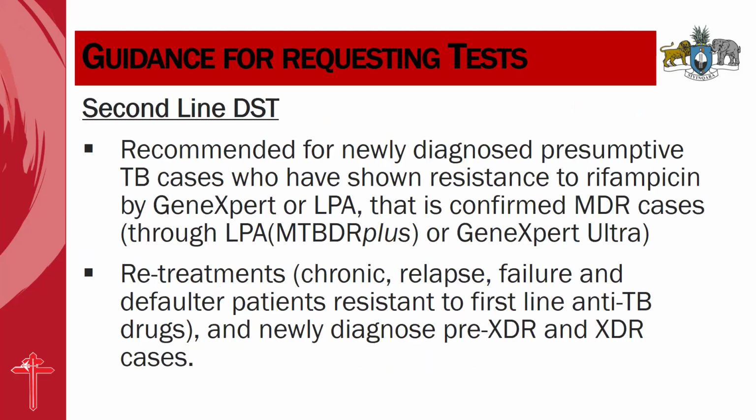Then the second-line DST. This one is recommended for newly diagnosed presumptive TB cases who have shown resistance to rifampicin by GeneXpert or LPA. So then they go for second-line DST. Then retreatments, it can be chronic, a relapse, failure, and a defaulter patient with resistance to first-line anti-TB drugs, and this one as well, they'll be tested using the second-line DST. And the newly diagnosed pre-XDR and XDR cases, just to confirm if the second-line drugs are going to work for these patients.